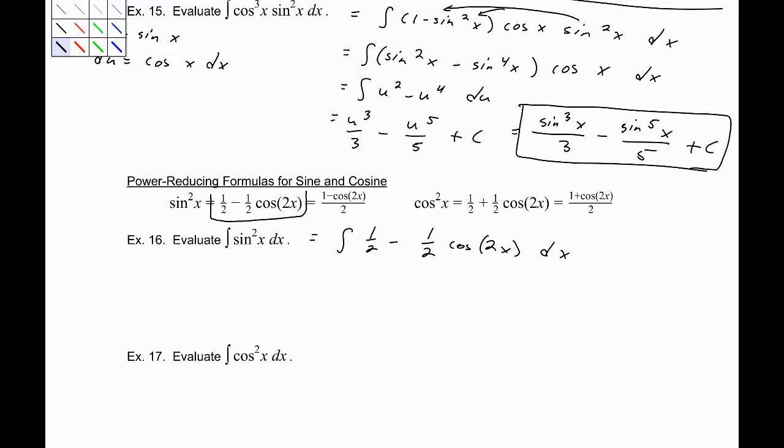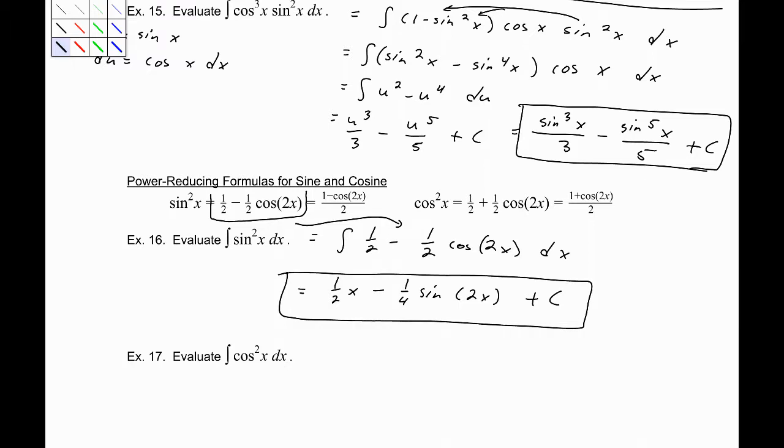I can just substitute that identity in, and if I take the antiderivative of that, that'll be 1/2 x minus 1/4 sine of 2x plus c. That is all there is to it. So if you have only an even power, then that is a very useful tool to have.